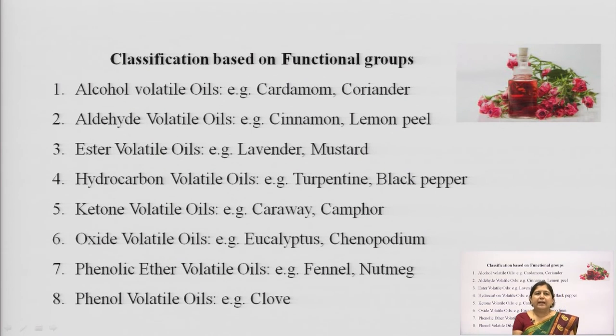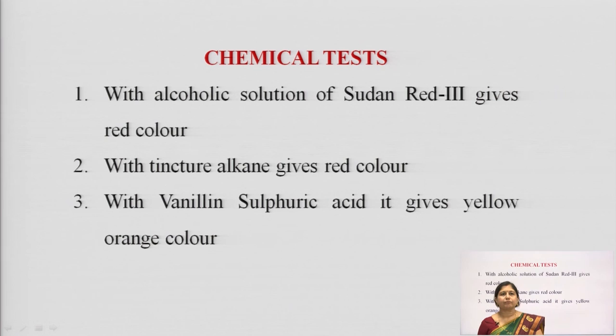If it contains ester, then examples are lavender and mustard. If it is a hydrocarbon, examples are turpentine and black pepper. If it is a ketone, examples are caraway and camphor. If it is an oxide, examples are eucalyptus and chenopodium. If it is a phenolic ether, then examples are fennel and nutmeg. And if it is a phenol volatile oil, then it is clove. So, these were a few classifications of the volatile oils.